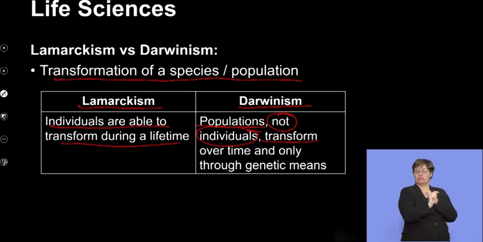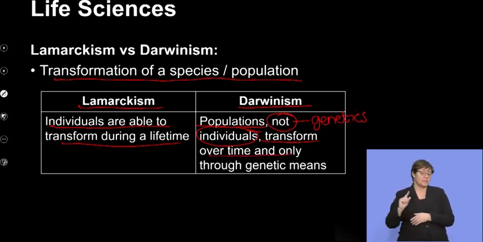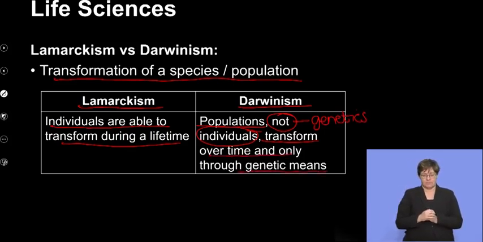Because remember, we can't change our genetics. So once an individual's genetics is established, then it cannot be changed. So that has to do with genetics. Okay, and it's the population that transforms over time. And as I said, it's only through genetic means.